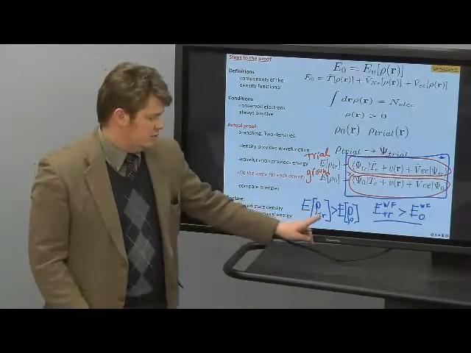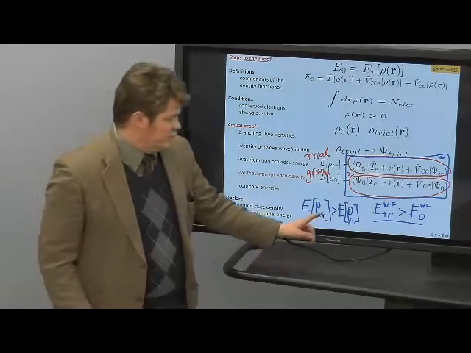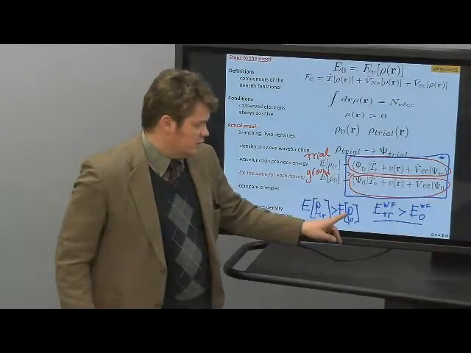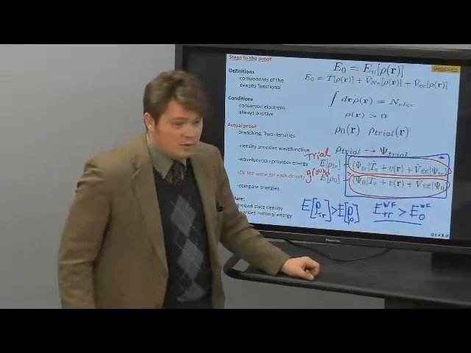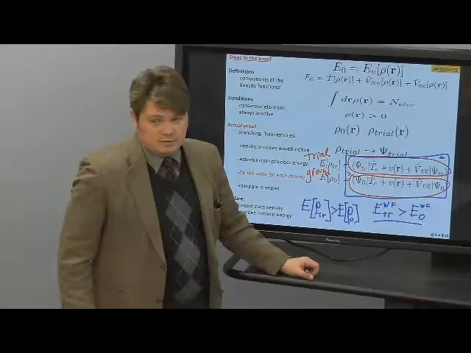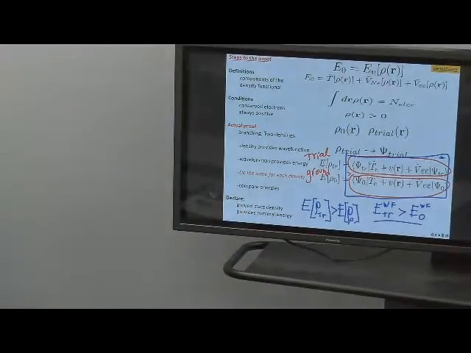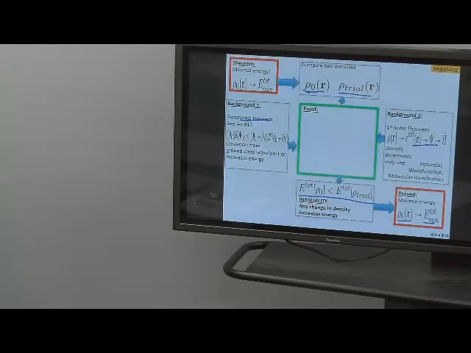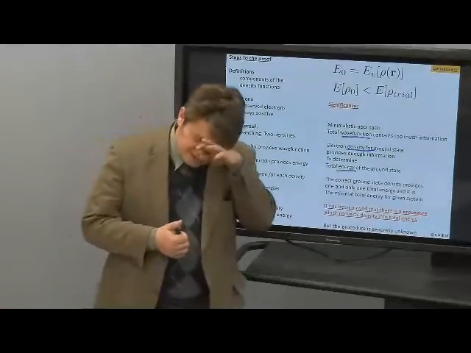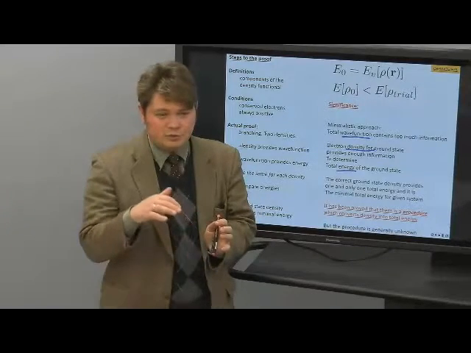So the total energy generated from the trial density will be bigger than the total energy generated from the ideal ground state density, which can be interpreted that as soon as we make any deviation from the ideal density, the energy will increase.